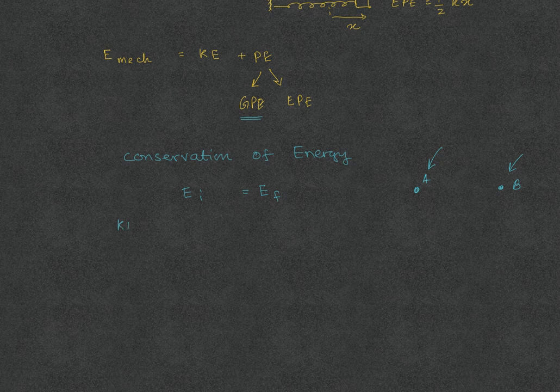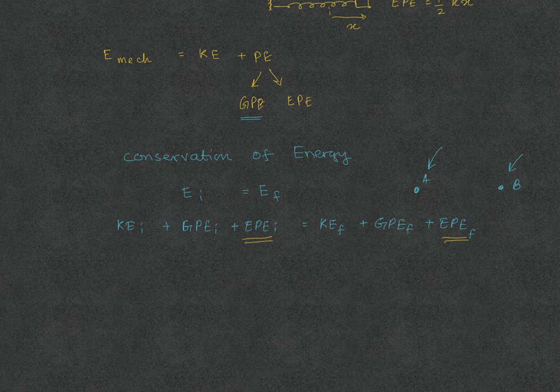And then the kinetic energy initial plus the potential energy. Now if I expand this, this would be the gravitational potential energy plus the elastic potential energy initial, and then the kinetic energy final plus gravitational potential energy final plus elastic potential energy final. So basically I wrote the whole thing, but as I mentioned earlier, if you do not have a spring attached to the system, these guys don't really play any role.